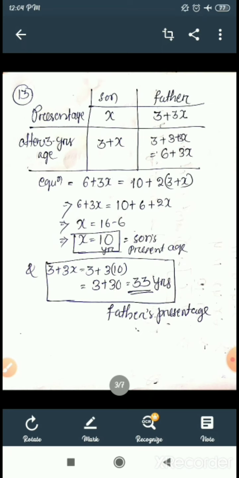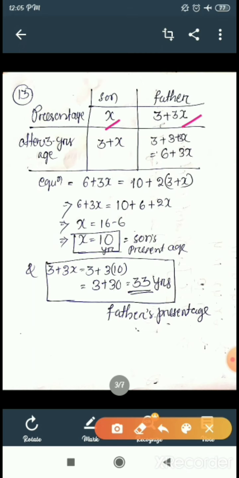So let us take the present age of son as x, and according to the question, the age of the father is 3 years more than 3 times the age of the son. 3 years more means 3 plus, more than 3 times the age of the son, means 3 times x. So 3 plus 3x is father's age. What is the present age of the father?